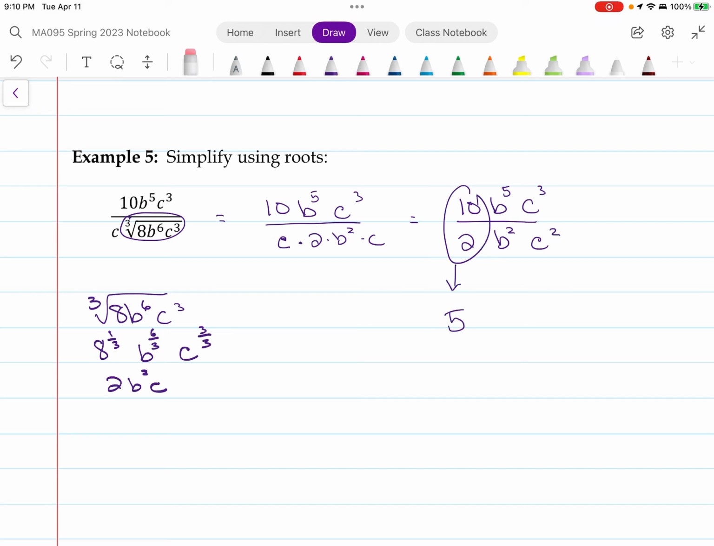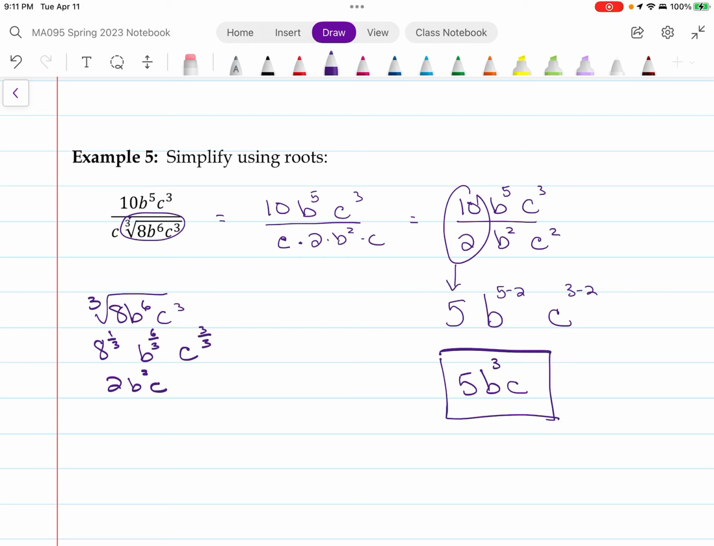So people miss this a lot on the second test. So this is 5. And then I've got b to the 5 minus 2 is the rule. And c to the 3 minus 2. The exponents get to subtract. All right, so we've got 5 b cubed, c to the 1. All right, so that's the final answer on that.